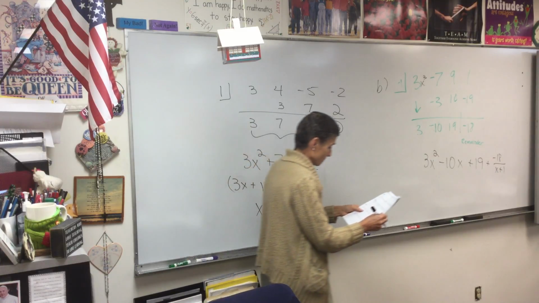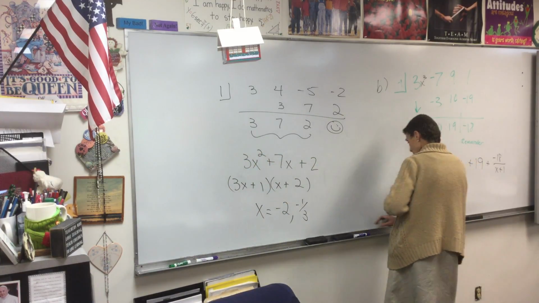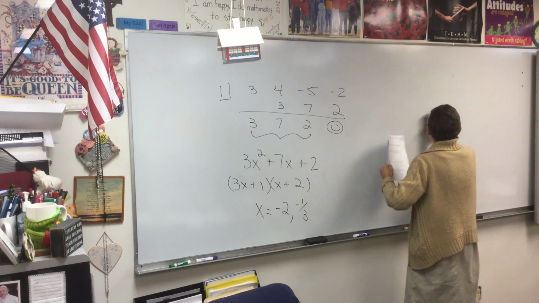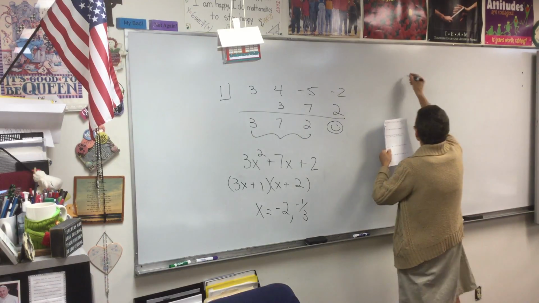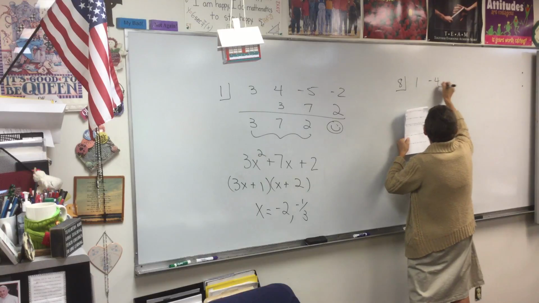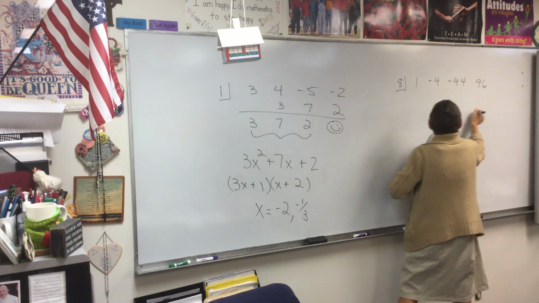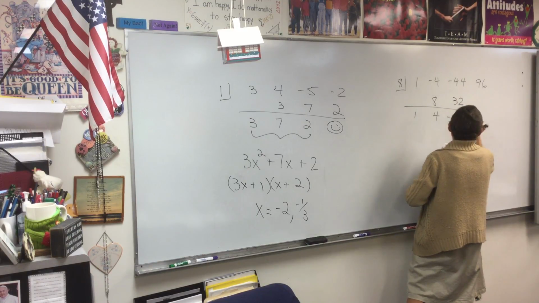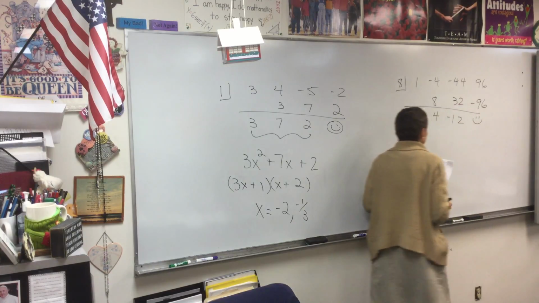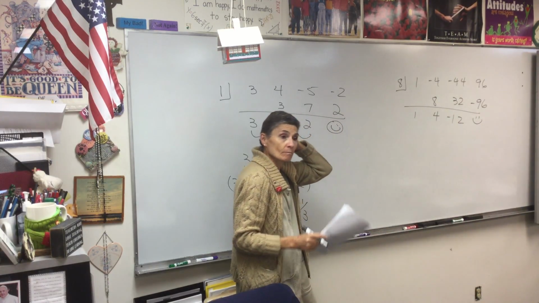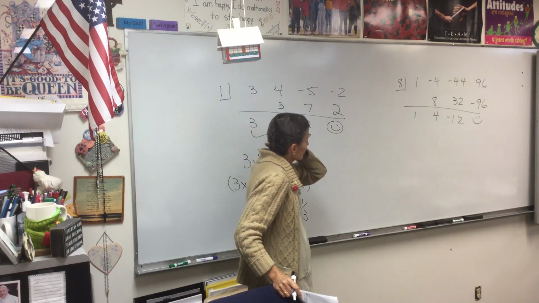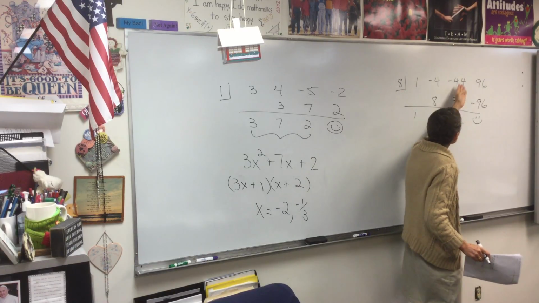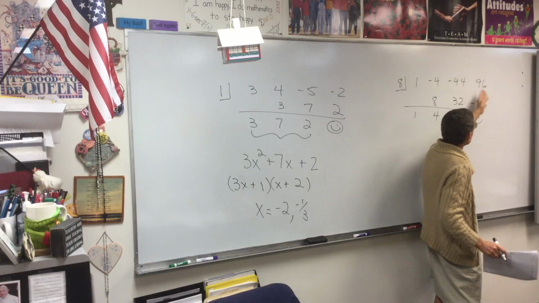All right, let's try the next one. What about this one? What do you think our strategy is going to be? Divide by 8. We're going to divide by 8. Okay, so we're dividing by 8. We're just going to do our division. Ooh, these numbers are kind of big. Oh, but it all works out. 8 times 1 is 8. 8 times 4 is 32. 8 times 12 is 96.